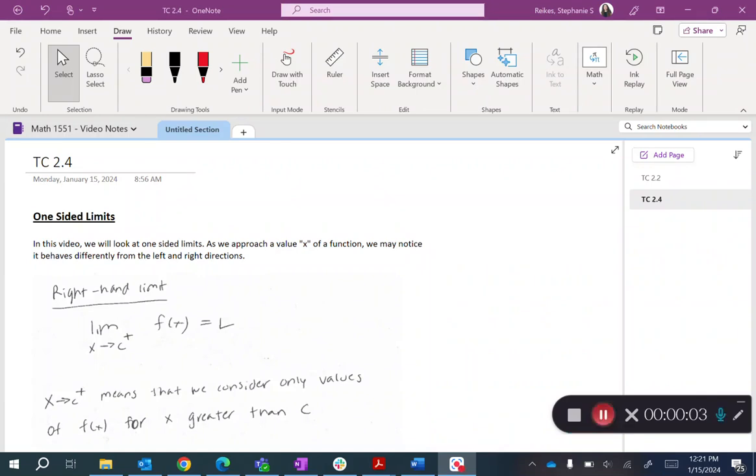In this video, we will look at one-sided limits. As we approach a value x of a function, we may notice it behaves differently from the left and right directions.